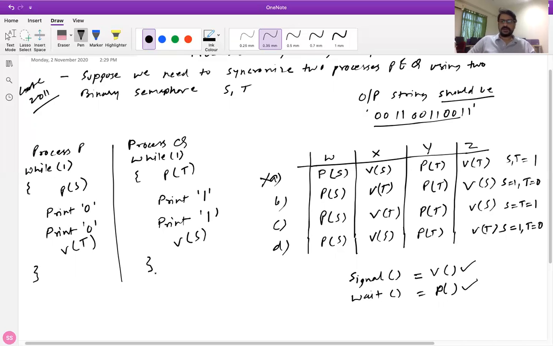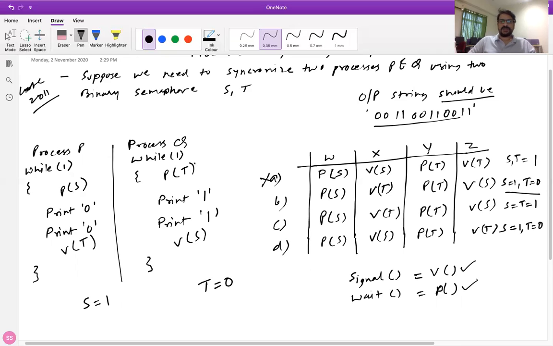Okay. Now what is the initial value of S? Initial value of S is already given here. It is 1, and initial value of T should be 0. Okay. Now let's start. Because the initial value of S is 1, T is 0, and the first is P. P is for wait in both the processes.